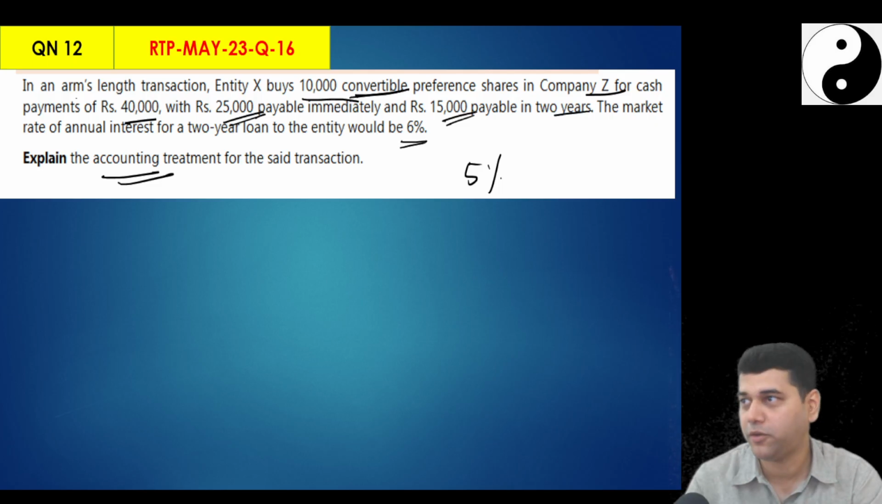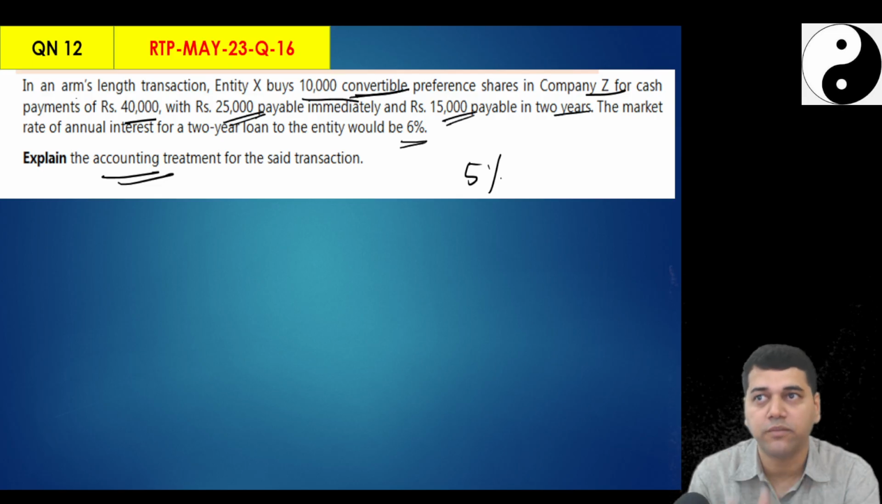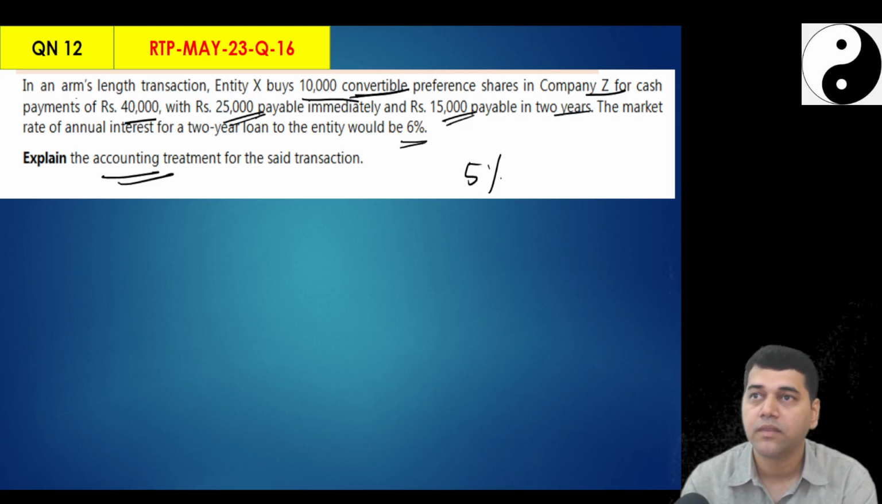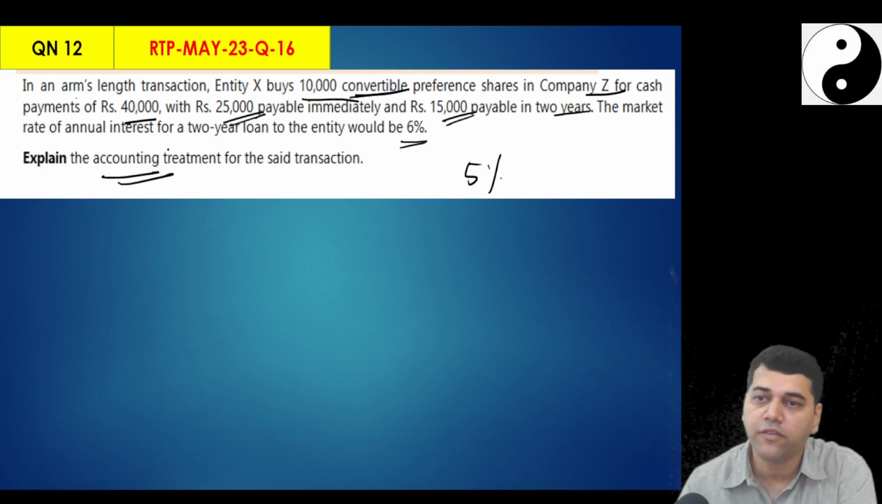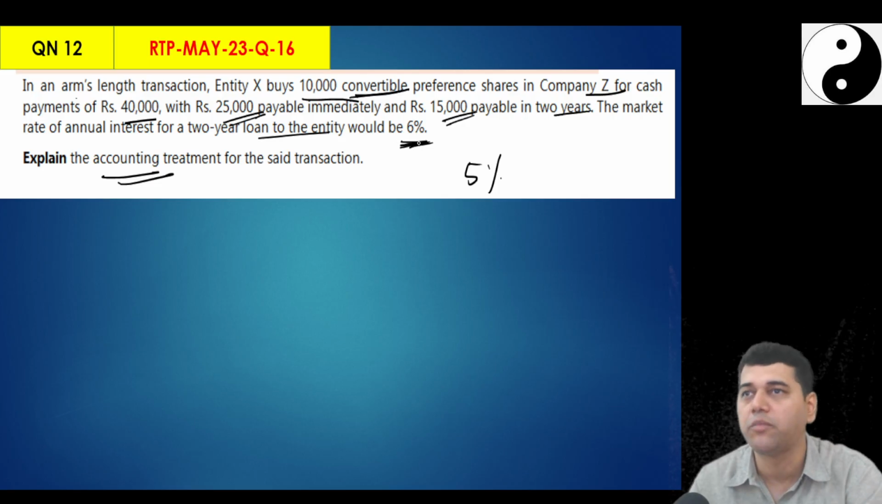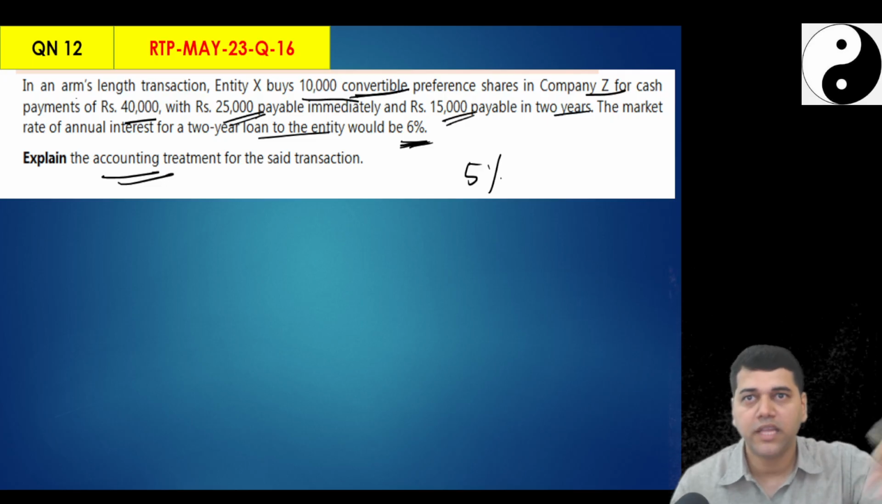X Limited. Why? Because we are discussing financial assets. So in the solution, they have solved it from the X Limited perspective. The annual interest rate for a 2-year loan to the entity would be 6%. Yeah, that means it's their incremental borrowing rate. Their borrowing rate is 6%.